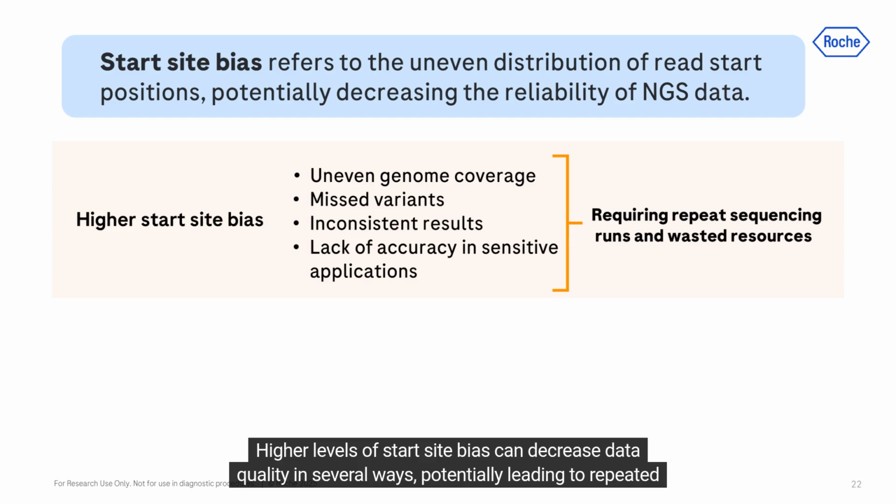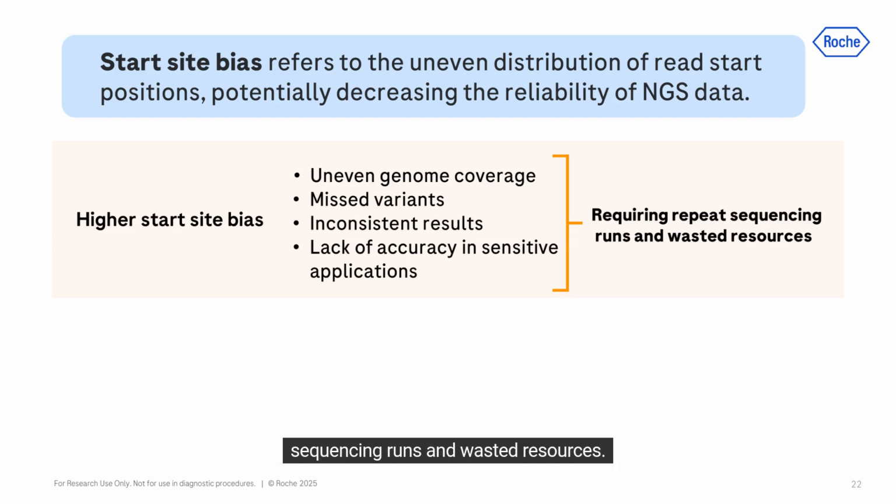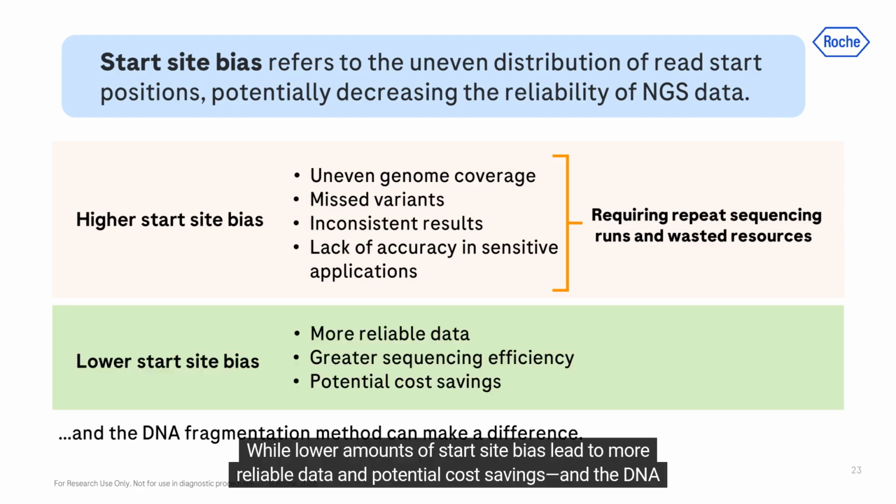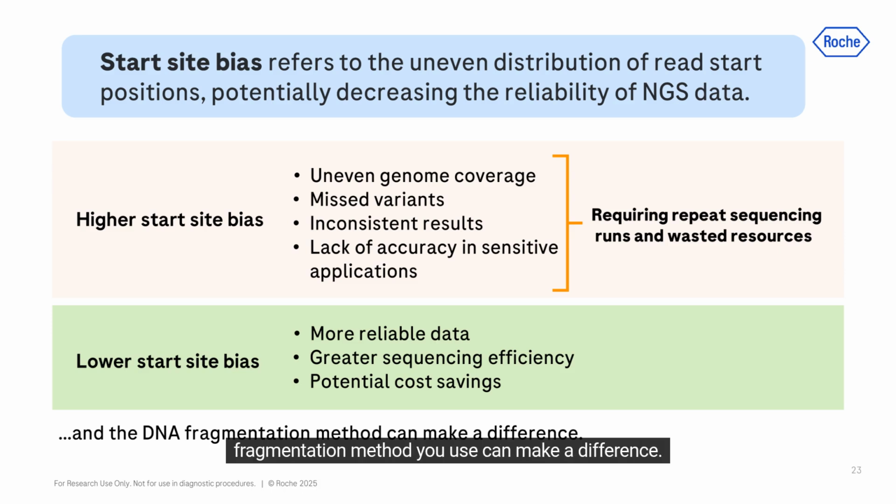Higher levels of start site bias can decrease data quality in several ways, potentially leading to repeated sequencing runs and wasted resources. While lower amounts of start site bias lead to more reliable data and potential cost savings, and the DNA fragmentation method you use can make a difference.